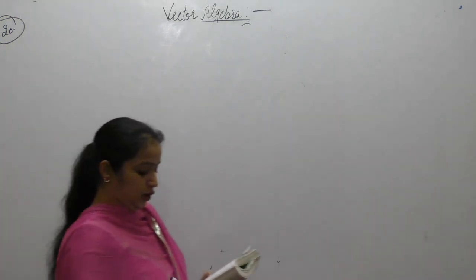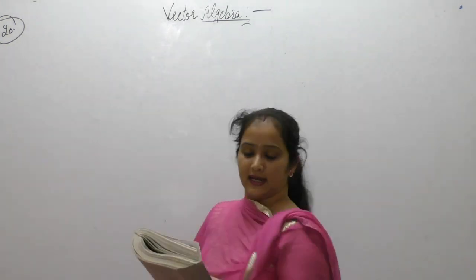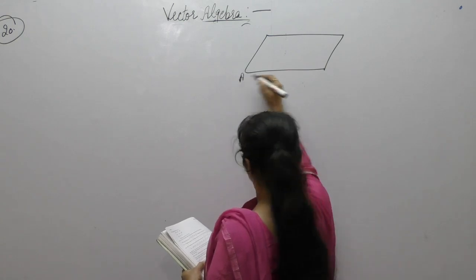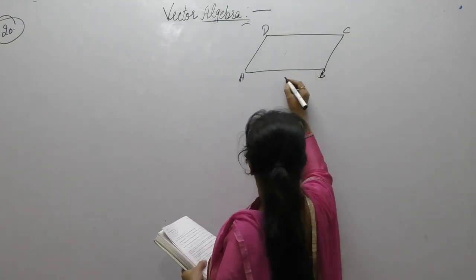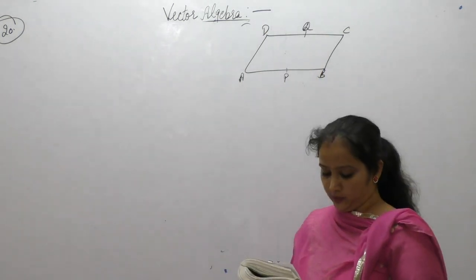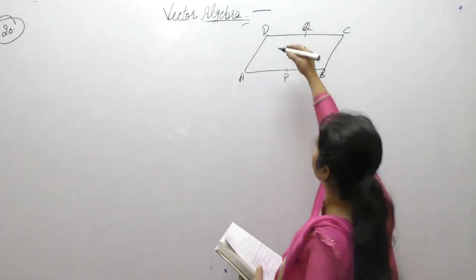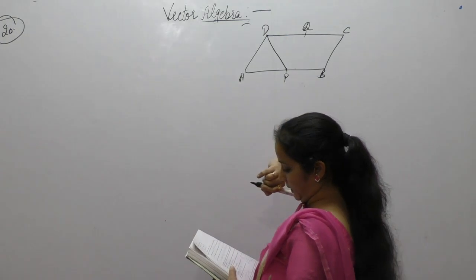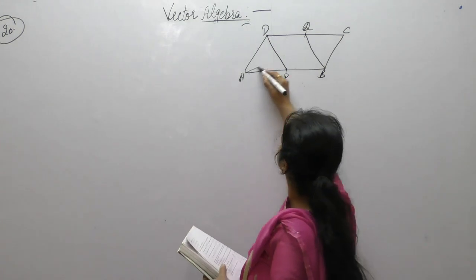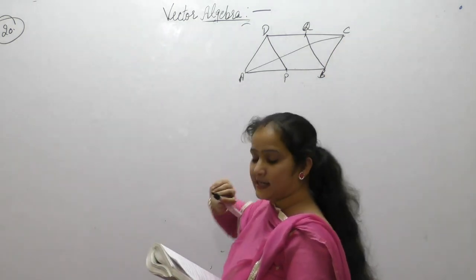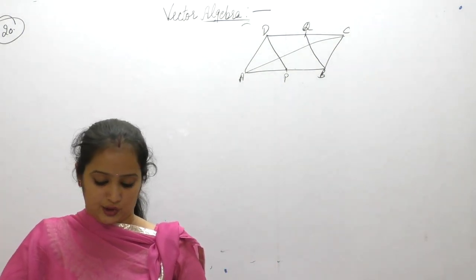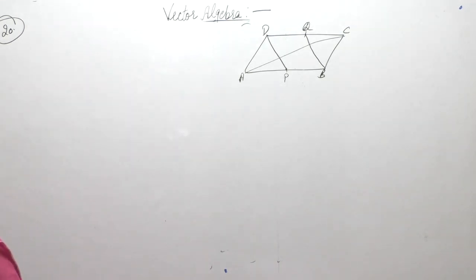If P and Q are the midpoints of the sides AB and CD of parallelogram ABCD, prove that DP and BQ cut the diagonal AC in its points of trisection, which are also the points of trisection of DP and BQ respectively.